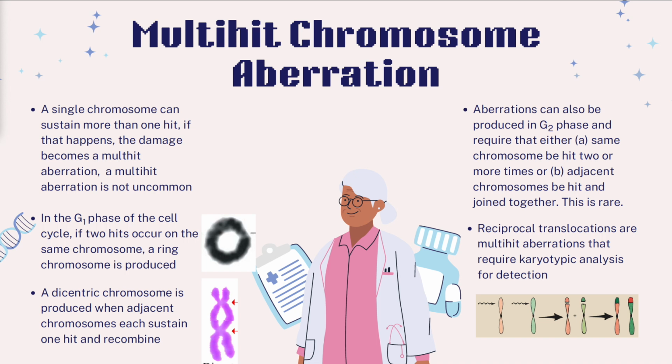A dicentric chromosome, a chromosome with two centromeres, is produced when adjacent chromosomes each sustain a hit and then recombine. As you can see in the photo of the chromosome to the side, the chromosome is abnormally shaped with these two centromeres.